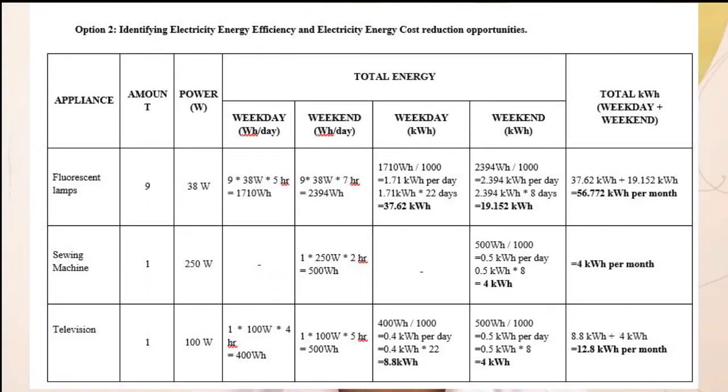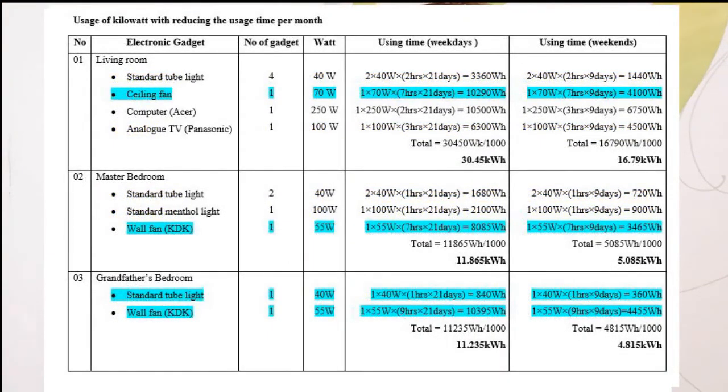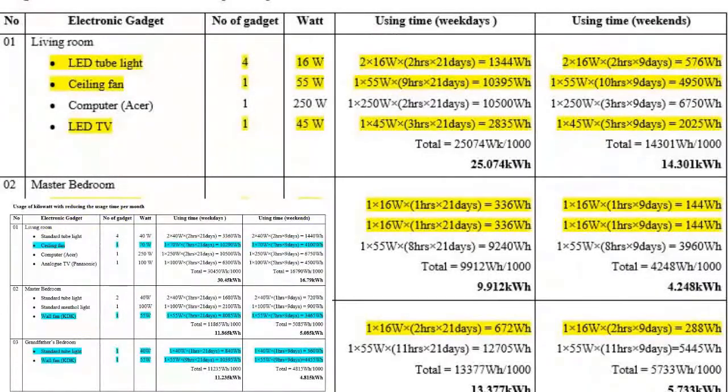Today I will talk about phase 3, which is reducing the usage time per month. The first is at the living room. We reduce the usage time for the ceiling fan, which before this is 9 hours per month, and now we reduce it to 7 hours per month. For 9 hours, the usage is 13,230 watt hours, and after we reduce the time to 7 hours, it becomes 10,290 watt hours, so it's quite a saving.